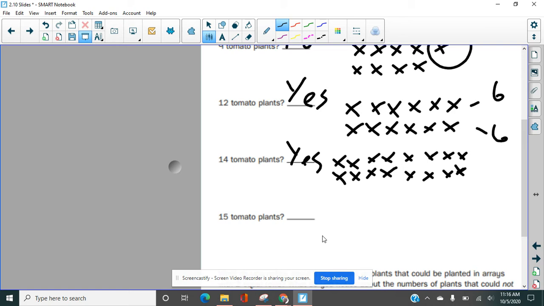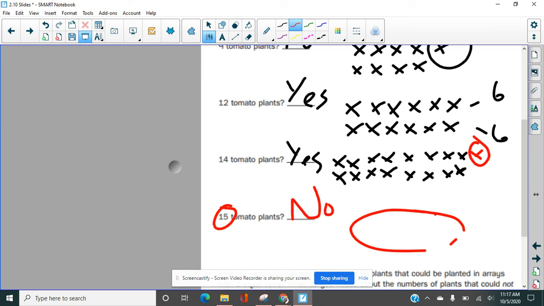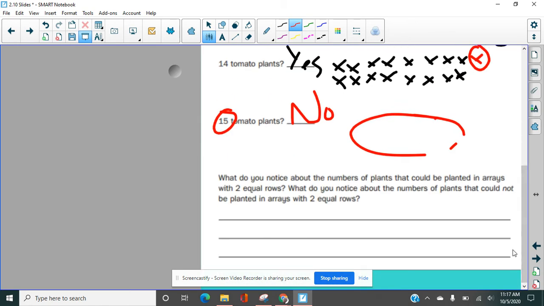Hey, this one was a no, right? If you drew that picture, and I'm just going to add to my picture up here, you would have had your own one here, but you don't want to watch me drawing all these. You would have one extra if you had 15. You would have an extra tomato plant. So the answer here was no. Well, let's look down here at the bottom. What do you notice about the numbers of plants that could be planted in arrays with 2 equal rows? What do you notice about the number of plants that could not?